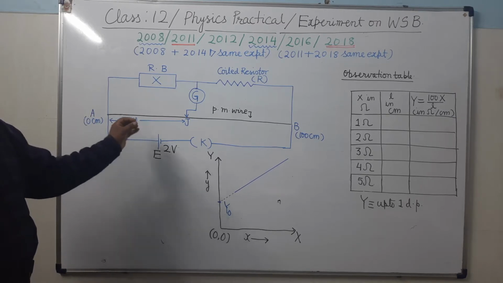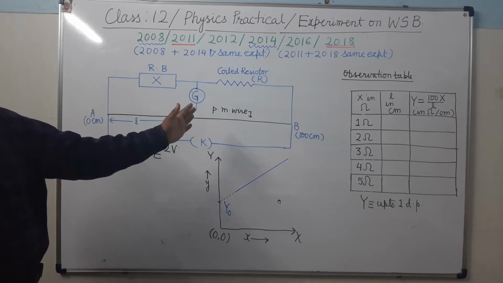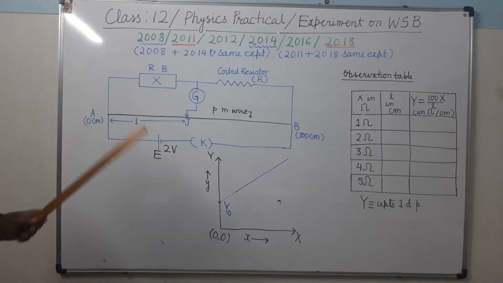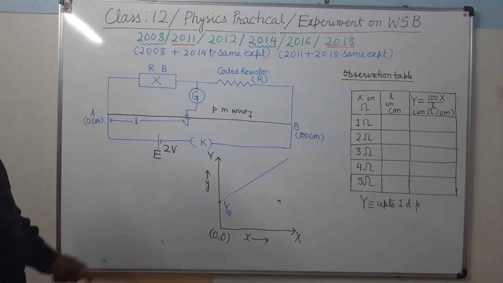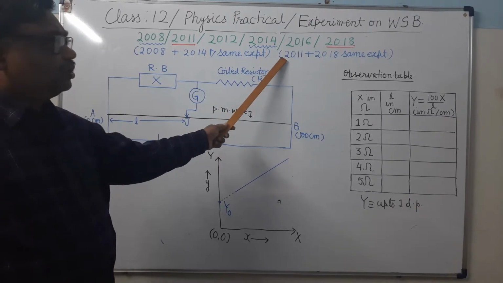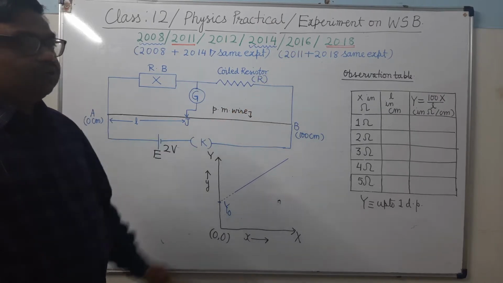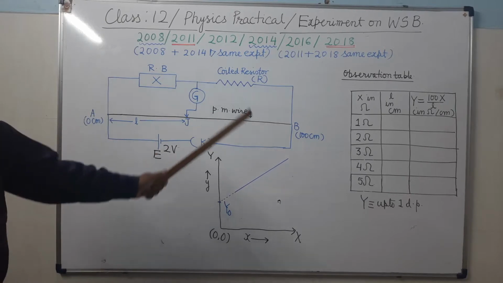Here you will get this type of circuit diagram. In every year it was asked twice. One experiment has been asked twice, in 2008 and 2014. Then another experiment on Wheatstone bridge was also asked twice, in 2011 and 2018. But in all the experiments, the setup will be like this only.